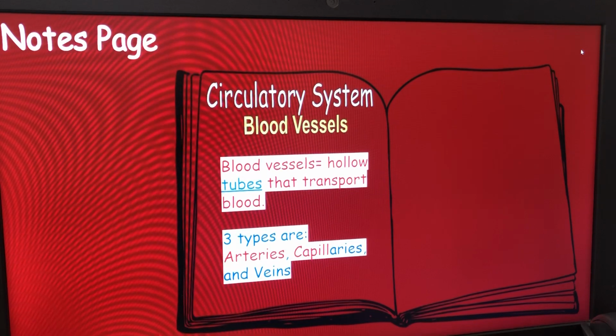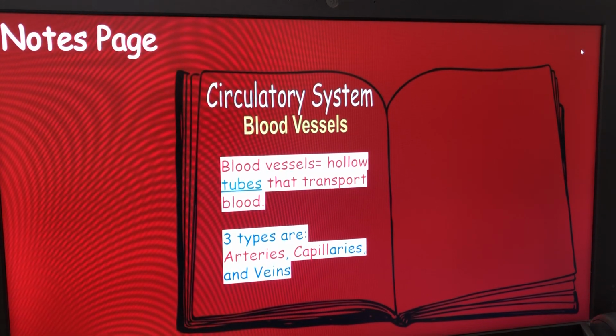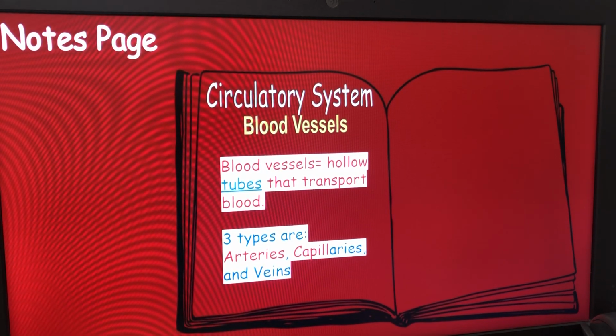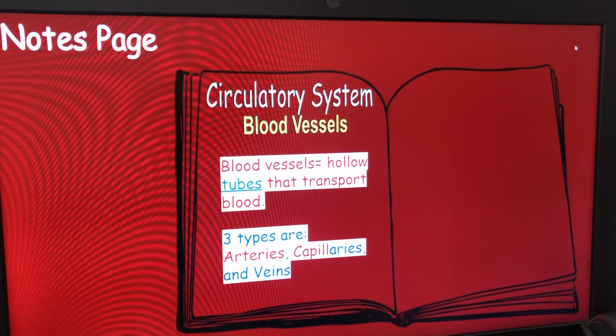Okay, so you're going to want to make another entry. Blood vessels equal hollow tubes that transport blood. Three types are arteries, capillaries, and veins.